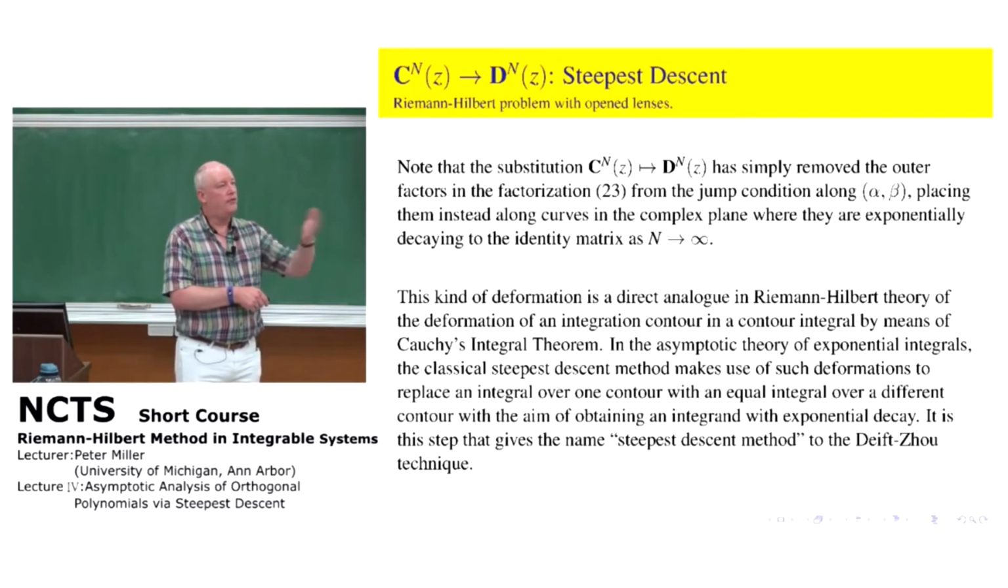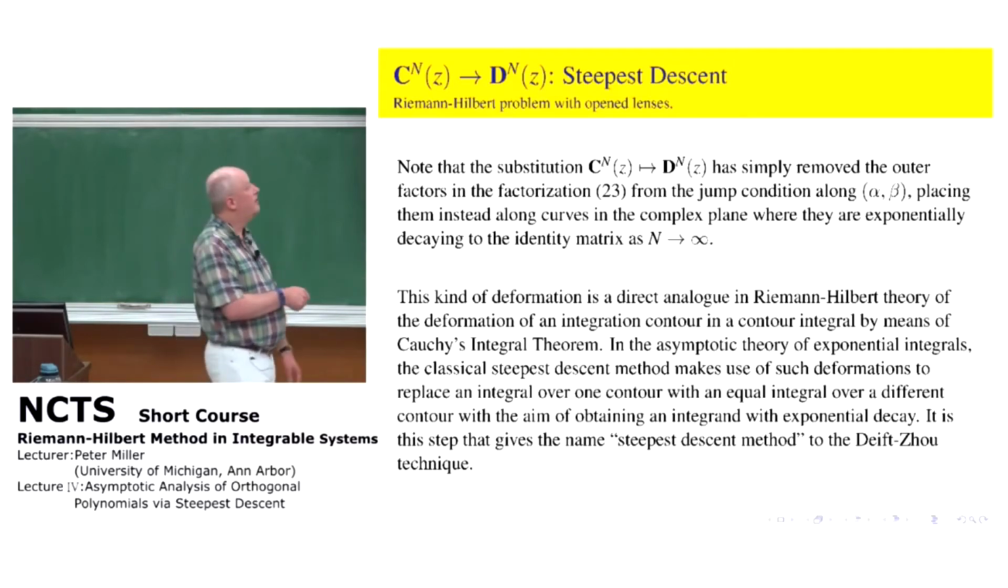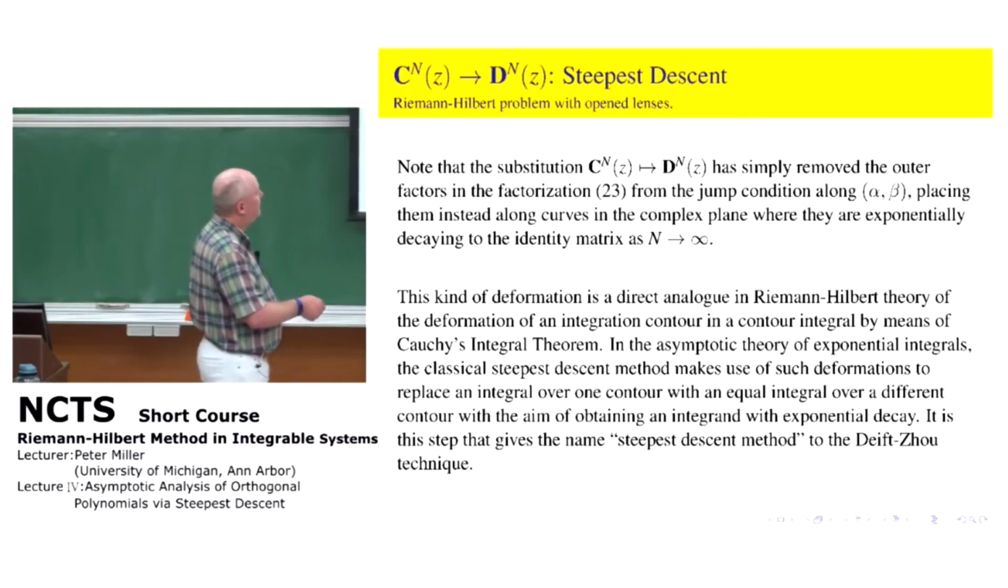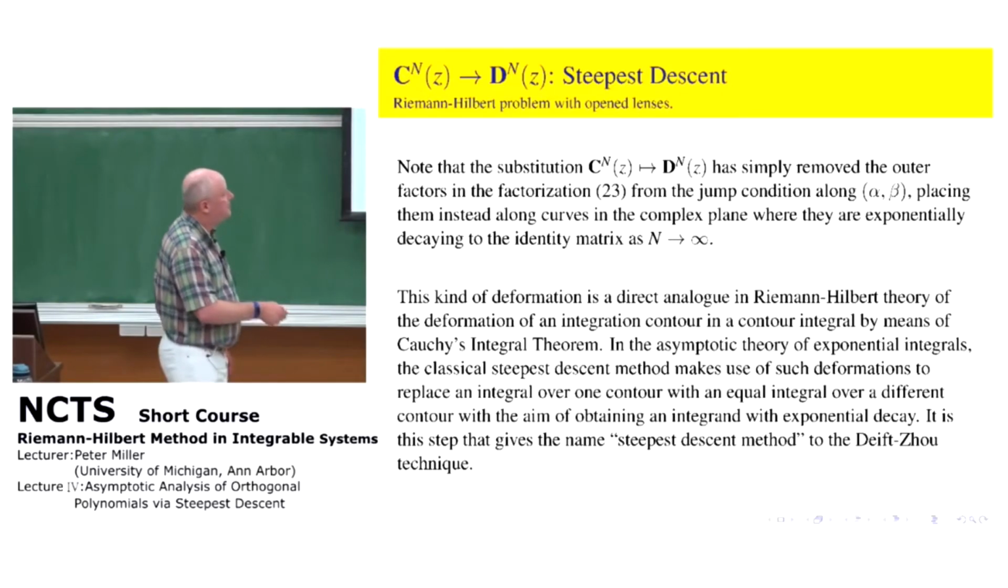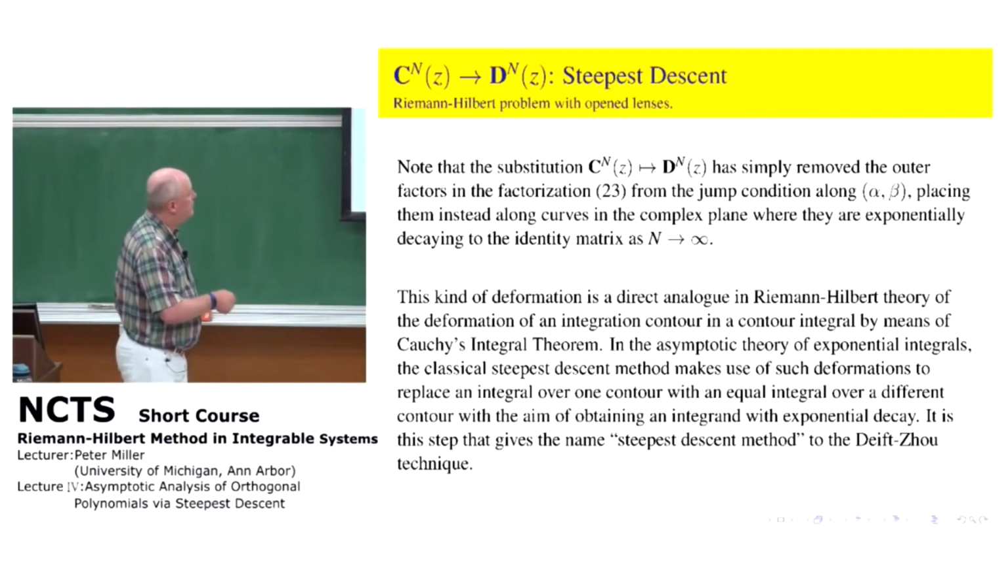You try to move the contour of integration into the complex plane in such a way that something which is oscillating initially is turned into exponential decay. Okay, and then you can make an estimate of the integral. So it's this step that gives the name steepest descent method to the Deift-Zhou technique.